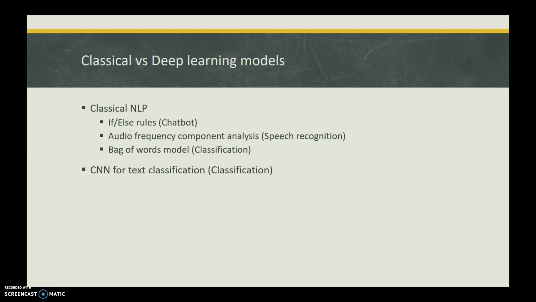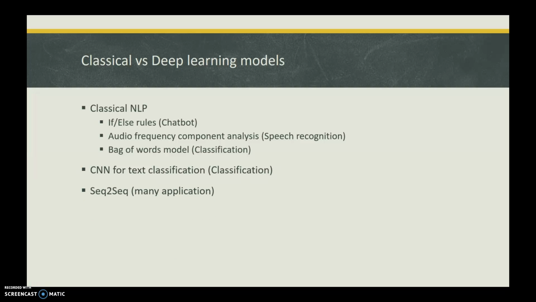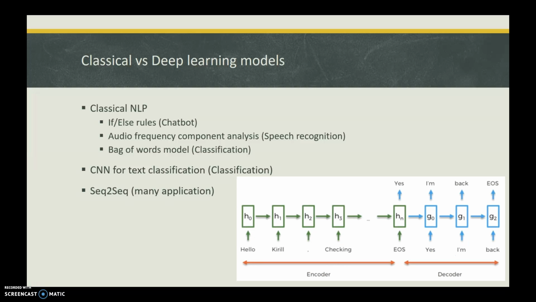The next model is CNN. It is used for text classification, and the model we are focusing on is sequence-to-sequence. It's also being used in many applications, and it uses the mechanism of encoder and decoder to help the machine learn from the data source.